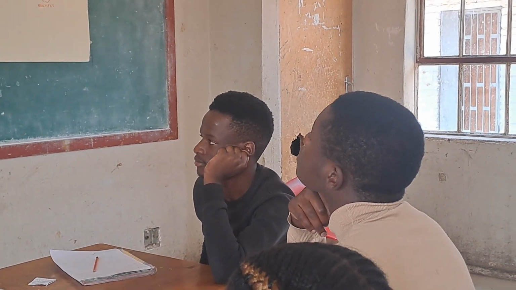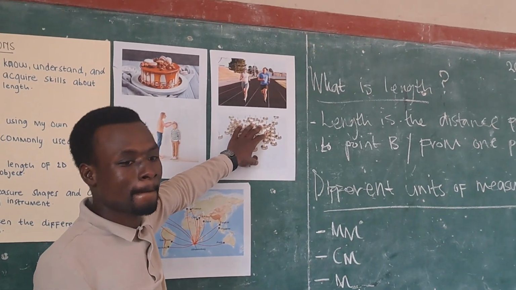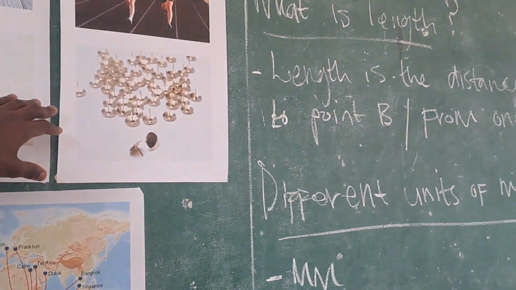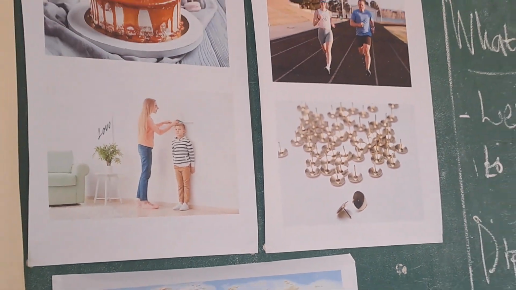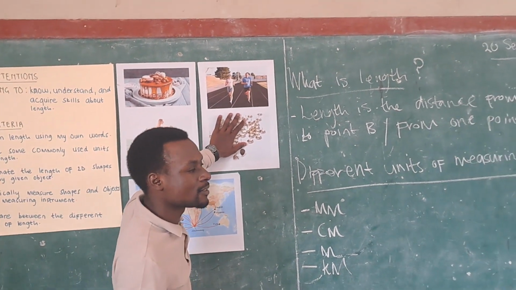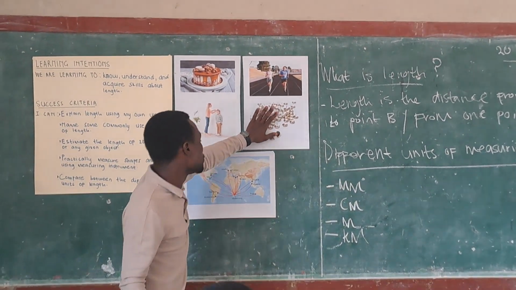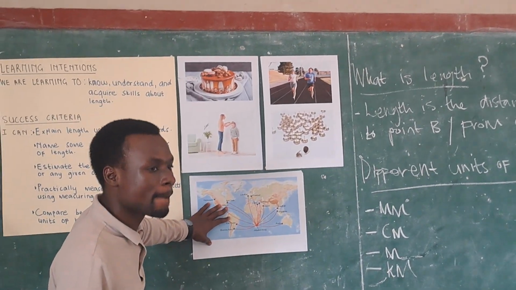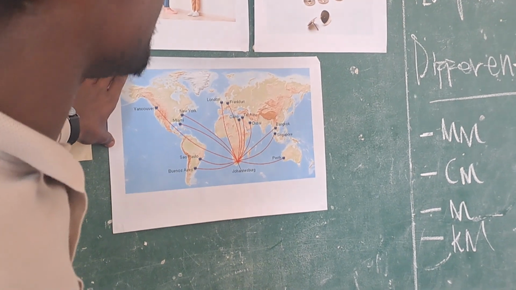Then I have pins here with me. Do you know these things? Yes. What are they used for? To pin charts. They are used to pin charts, isn't it? Yes. Then what do you see here? A map. It's a map of the world.